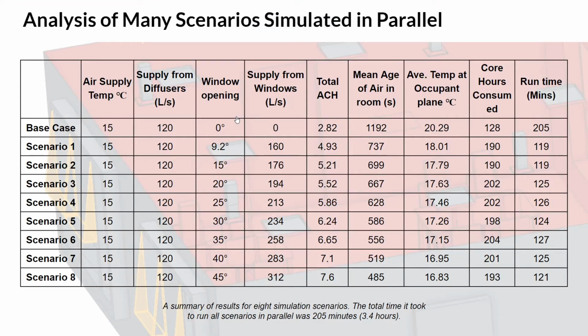Okay, so what have we done? Well, we've run many simulations in parallel. We've run 9 cases in total, and we've been able to analyze the mean age of air in the room and the average occupant temperature. You can see all of the runs took about 120 minutes to run. That could have been the elapsed time for the whole lot.